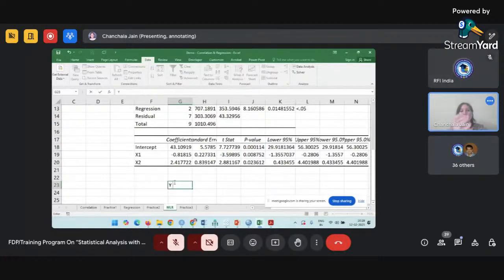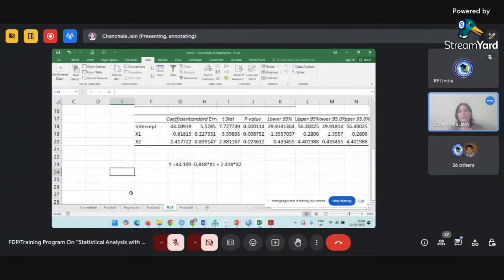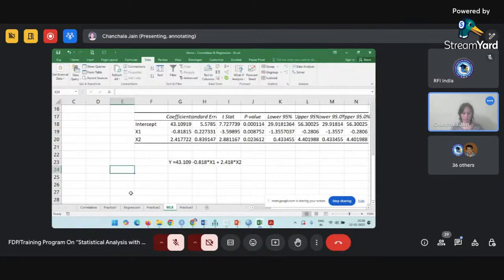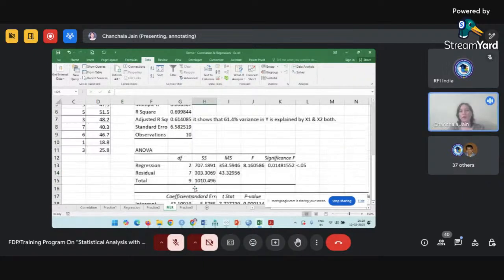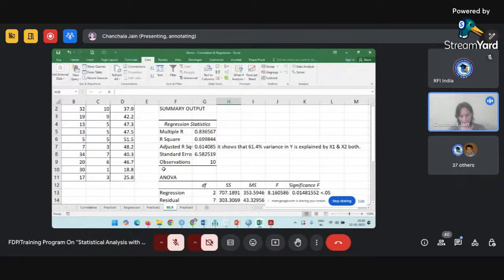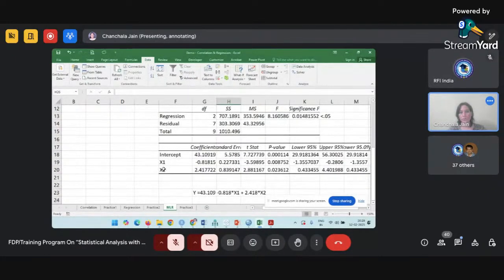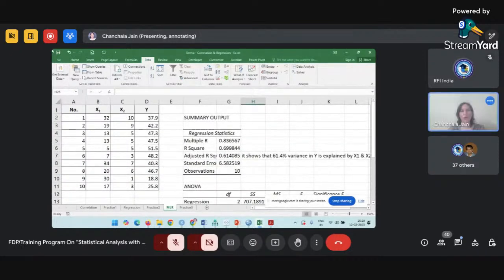So your line will be y equals 43.109 minus 0.818 multiplied by x1 plus 2.418 multiplied by x2. Done? Fine. Yes, ma'am. So this way, using Excel, we can perform correlation and regression. I hope it is clear to every one of you. Yes, ma'am. Okay, fine. No doubt in this.